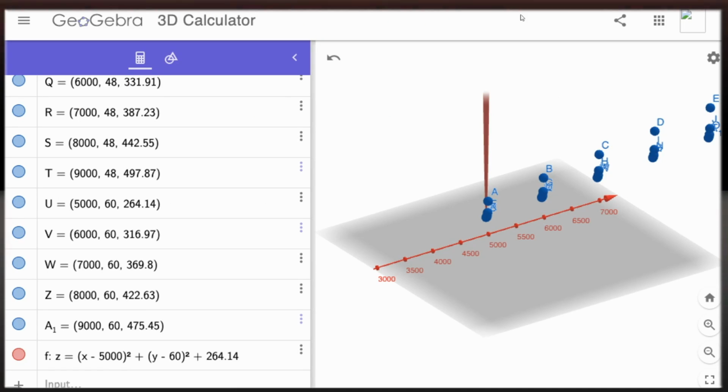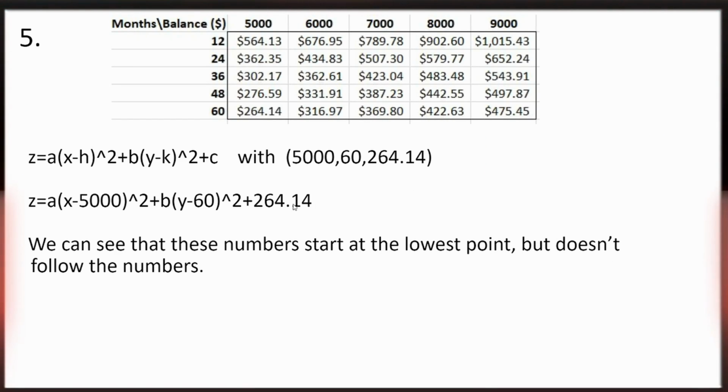Keep that in mind. So moving into GeoGebra, you can see that we have not plugged in that A or that B value yet, and this is what it looks like. You can see that it is starting out at that lowest point. It is going up. I don't know if you can tell, but it kind of is. It's kind of like a curve, and this is the lowest point right here. So we can see that the numbers start at the lowest point, but the curve itself is not following all the numbers. So you can see that it's just that little cone.